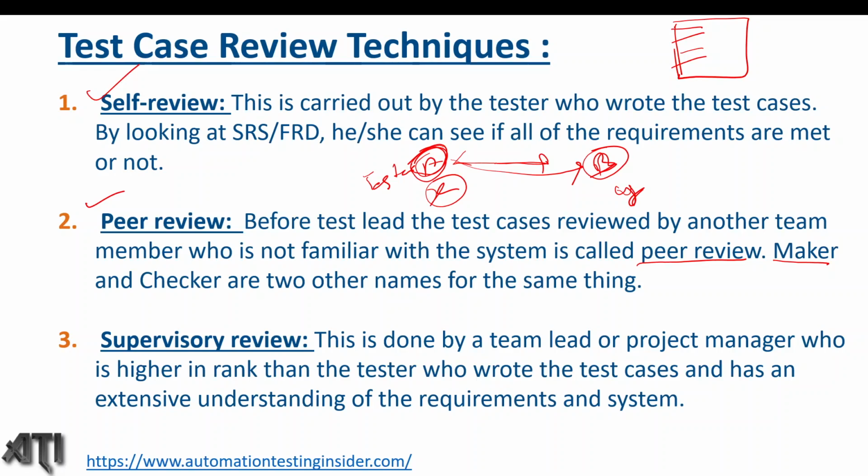So generally what happens, guys, in most cases we follow these two processes, self review and peer review. These are the mandatory processes which we follow. We always do self review and later on peer review, and sometimes it is reviewed by the test lead or test manager as well in some cases. So that is not mandatory, but in some cases it is reviewed by the lead as well. So this is about test case review techniques, guys.